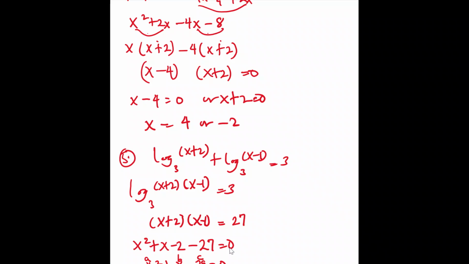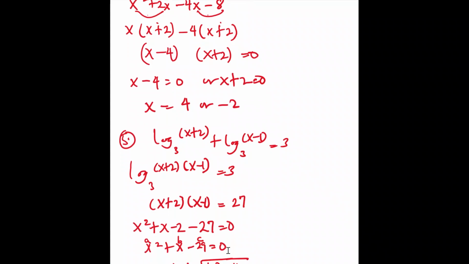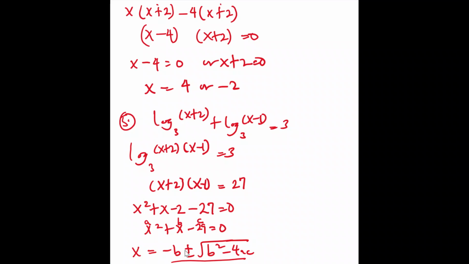So if we open it, we do x squared plus 2x plus x minus 2. We bring minus 27 to the other side. So that will be x squared plus x minus 29 equals 0. So we will not be able to look for perfect factors, because the factors we are going to be getting are going to be in surd form. So we wouldn't be able to use the factorization method. So then we have to use the quadratic formula.